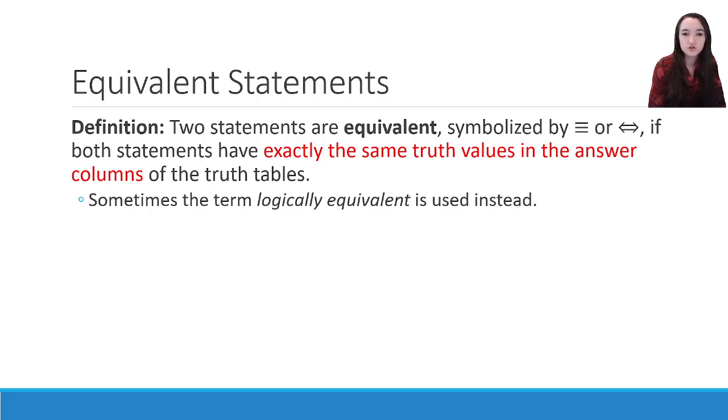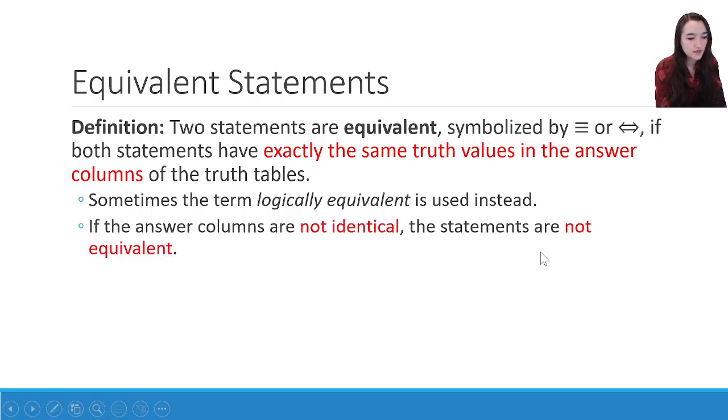So sometimes the term logically equivalent is used instead. So we're just expanding the term to mean it's logically equivalent. Doesn't mean that necessarily in English we would say this and it implies the same thing, but logically they are the same. So, if the answer columns are not identical, the statements are not equivalent. So if you're asked, are these equivalent statements, all you have to do is create the truth tables for both statements and see what's going on in the answer columns.